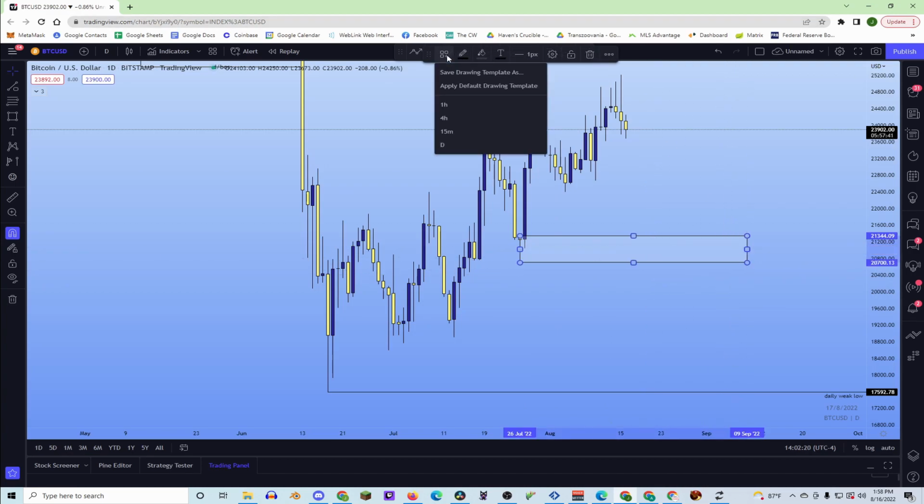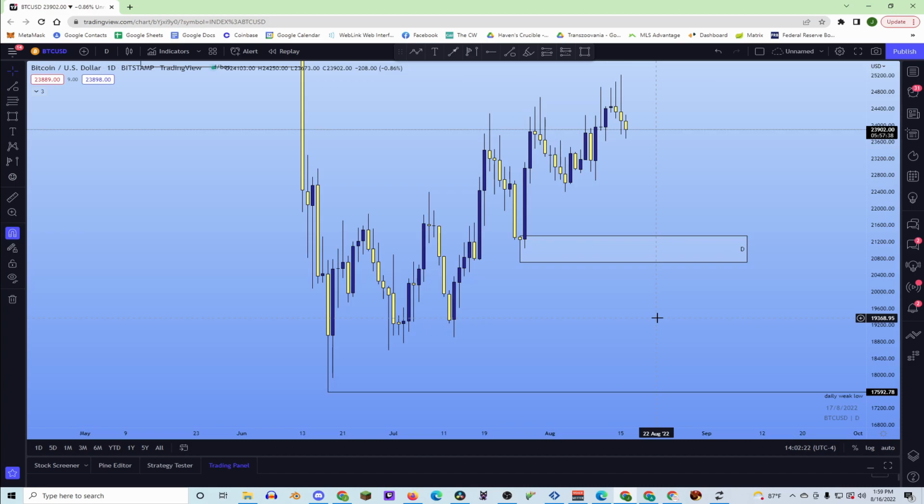Depending on what time zone you're on, I suggest you put the letter of the time zone there. I prefer to call this a demand zone, because there's demand waiting here. There's buy orders waiting here. If there is a zone on the top, then there's sell orders waiting there. That's a supply zone.